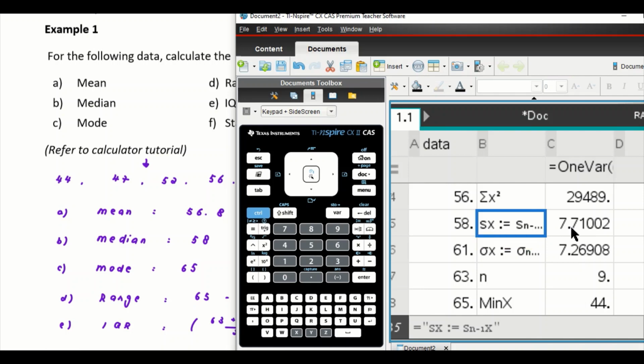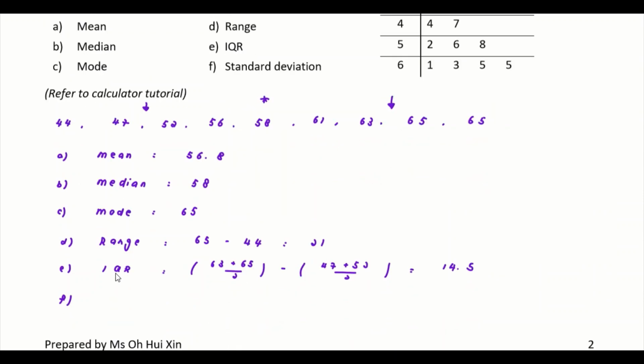Okay, so let's write down our answer, 7.71. So our standard deviation here is, let me just write it down as E. So it's 7.71. I hope that you can roughly get the idea. So now let's move on to example 2.